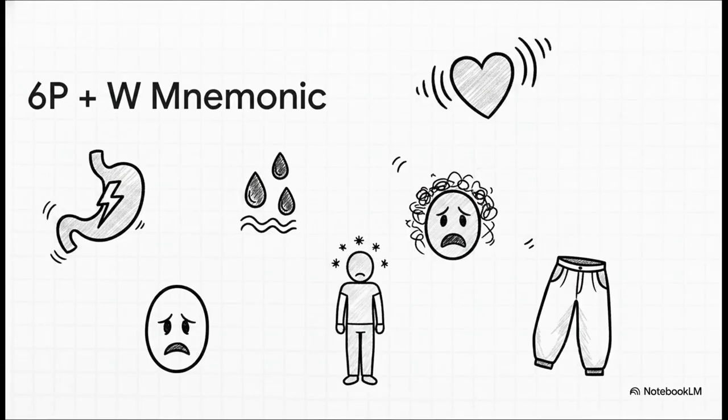To capture the full spectrum of these hyperadrenergic spells, we use the handy 6P plus W mnemonic. Let's run through it. Pain, often abdominal, which is actually linked to secondary hypercalcemia. Then we have palpitations, perspiration, and panic attacks, like we just discussed. Pallor is extremely important here.